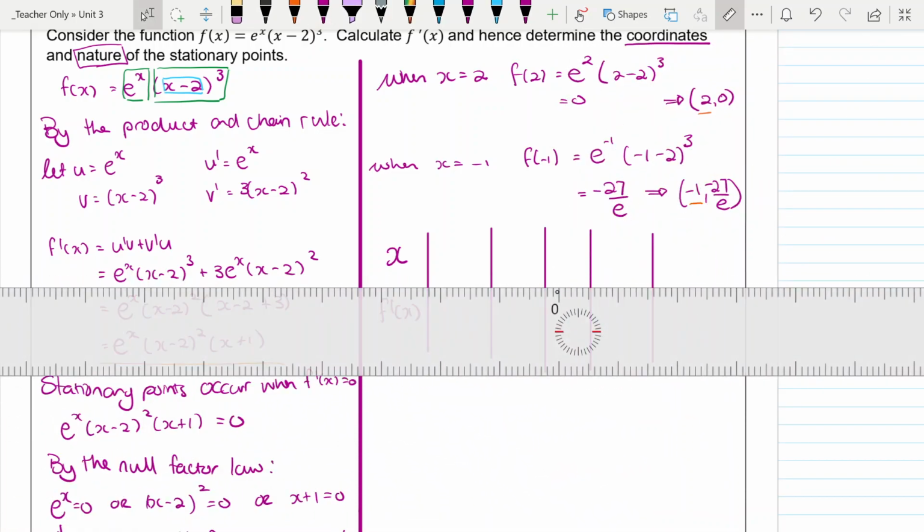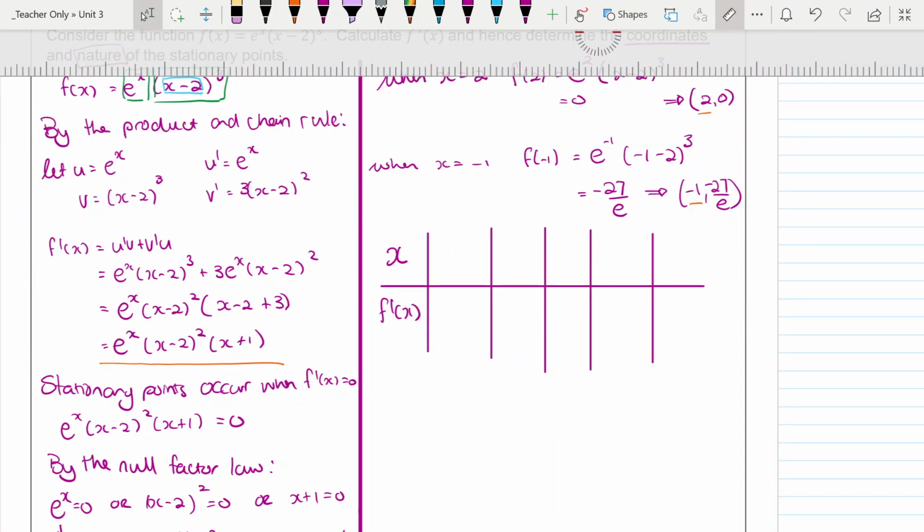Sorry to those of you that like all your lines to be absolutely perfect. So I'm going to have something to the left of -1. I'm going to pick -2. I'm going to pick my point -1. I'm then going to have something between -1 and 2, and I'm going to pick +1, not 0. Then 2, and then something after 2.